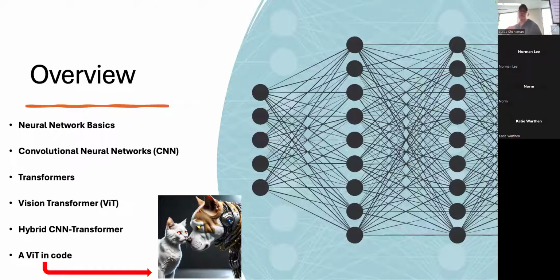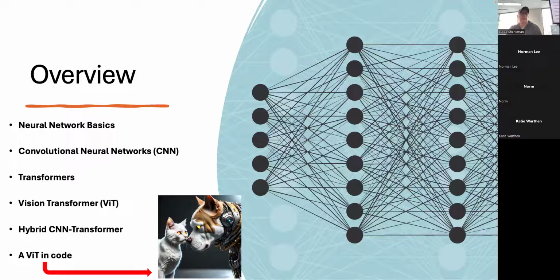Okay, so I'm going to go over some basics just really quickly. I've done this in previous lectures as well, but I'm going to be a little bit faster about it this time. I'm going to talk about just sort of neural network basics. We'll talk a little bit about convolutional neural networks, which are particularly useful for image applications. Then we're going to talk about transformers in general, and then switch to the vision transformer, which is the main topic of this talk. And then we'll talk about a hybrid convolutional neural network and vision transformer, which is also becoming quite popular.